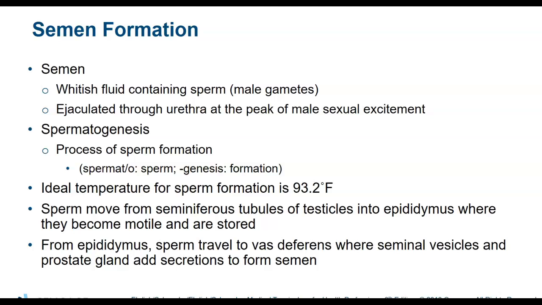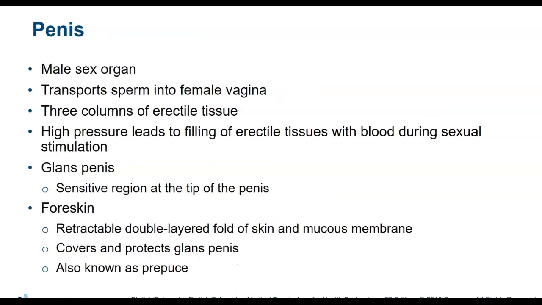Sperm moves from that seminiferous tubule in the testicle where the sperm is developed into the epididymis. And this is where they become motile, and they can move, and they're stored. From the epididymis, the sperm then travel to the vas deferens. There, the seminal vesicles and prostate gland add secretions to form semen. So all of those things are necessary in the formation of semen.